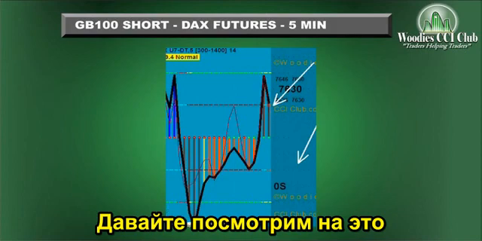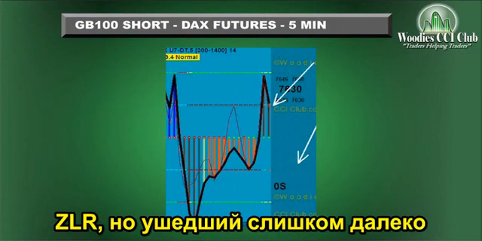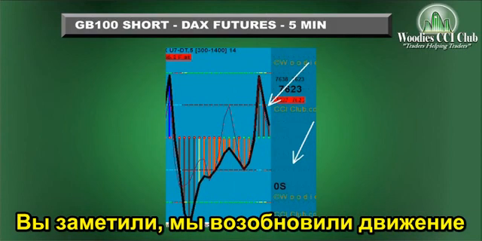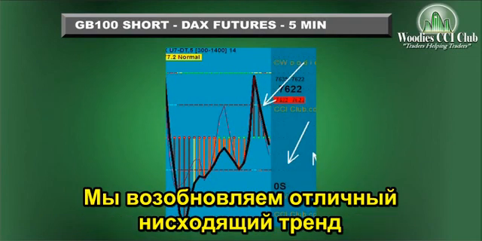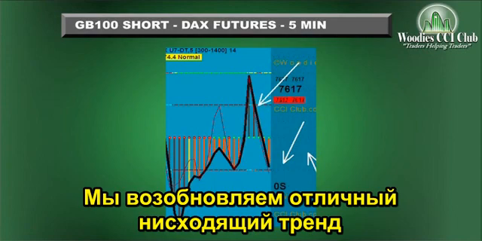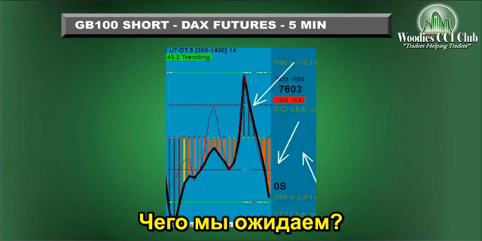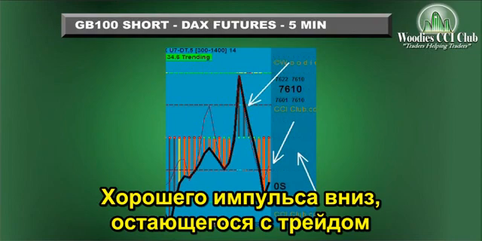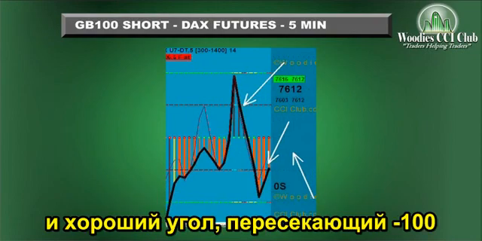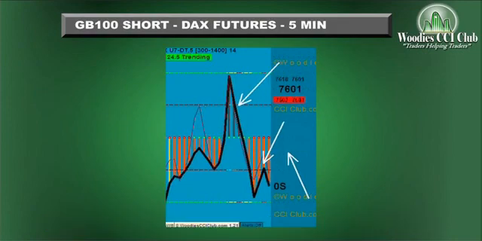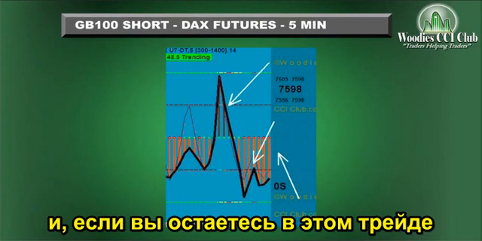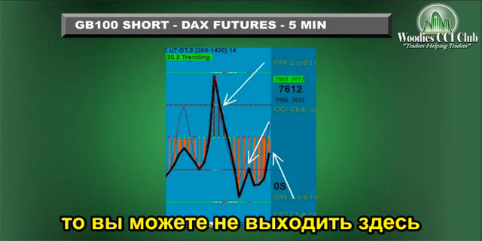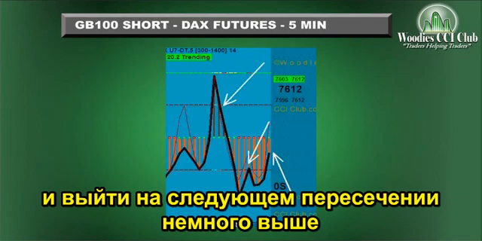So let's take a look at this. Zero line reject, it just went too far, and you notice we resumed after 2 colors of brown, no more than that, and we resumed a nice downward trend. And that's what we expect, a nice momentum to the downside. Stay with the trade until we get a good angle crossing the minus 100. Now some people will stay with this trade, and if you did stay with it, you could get out on another cross a little higher.